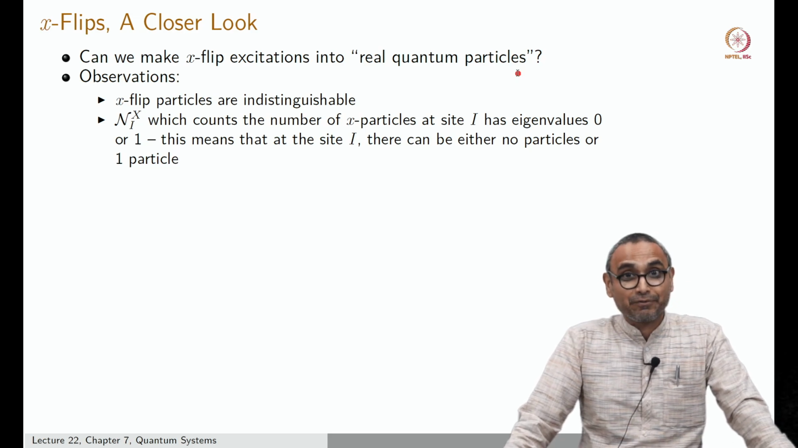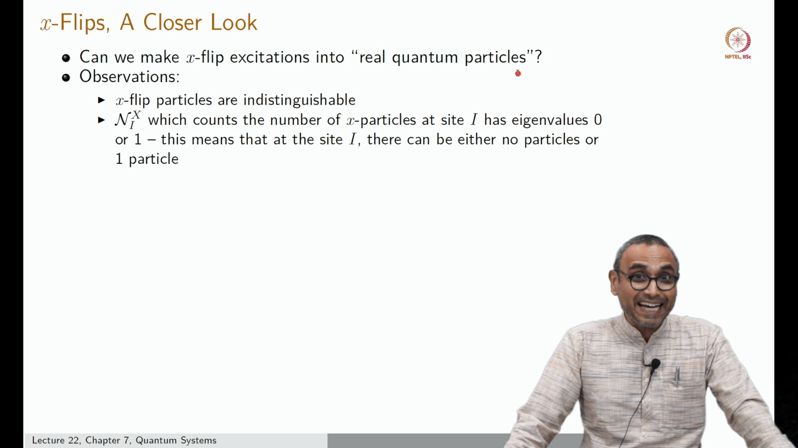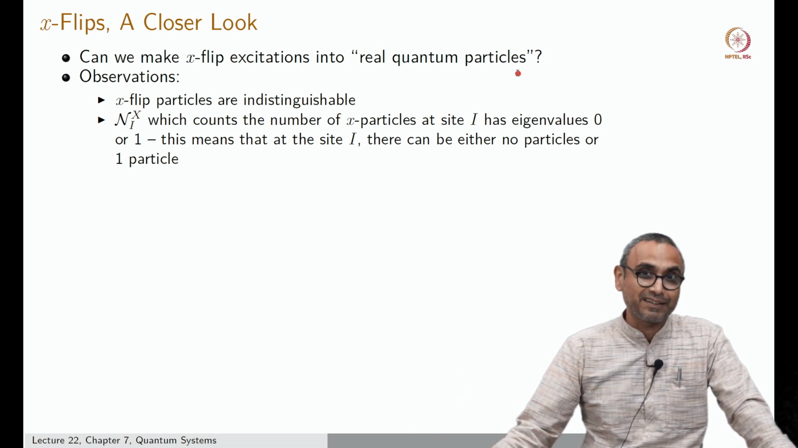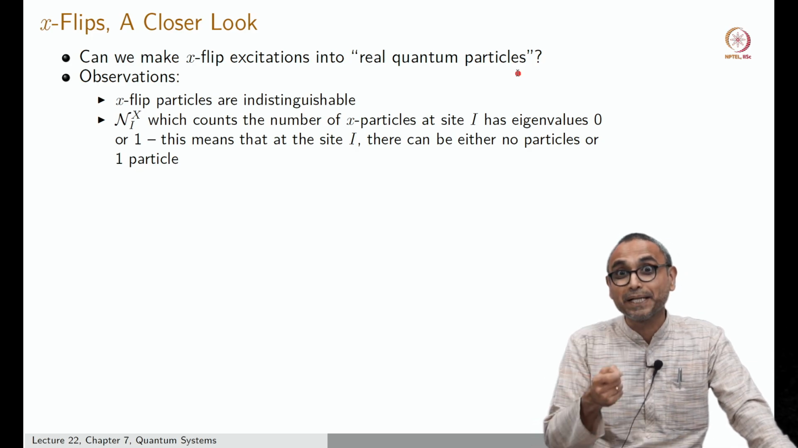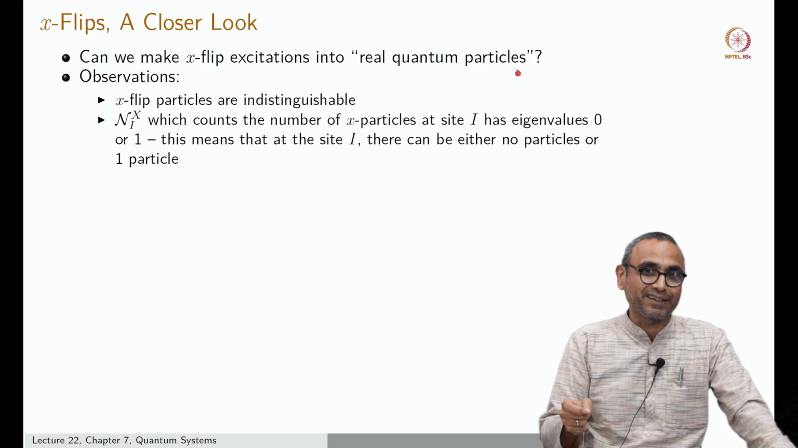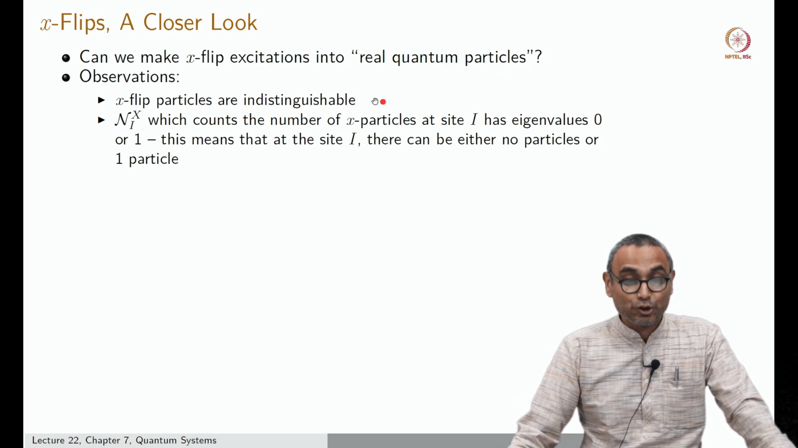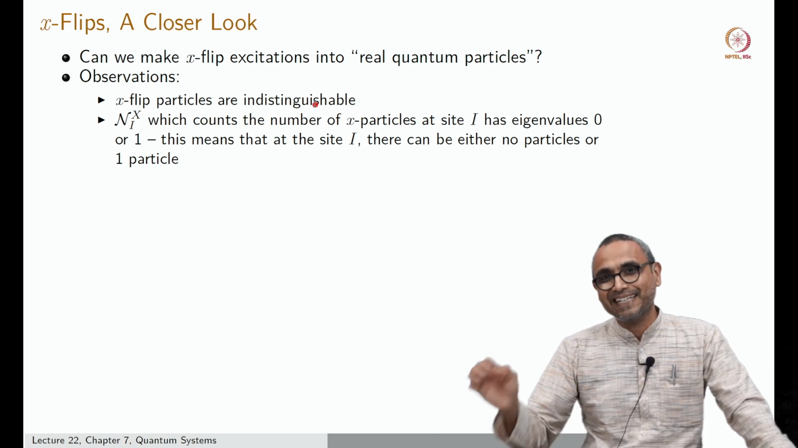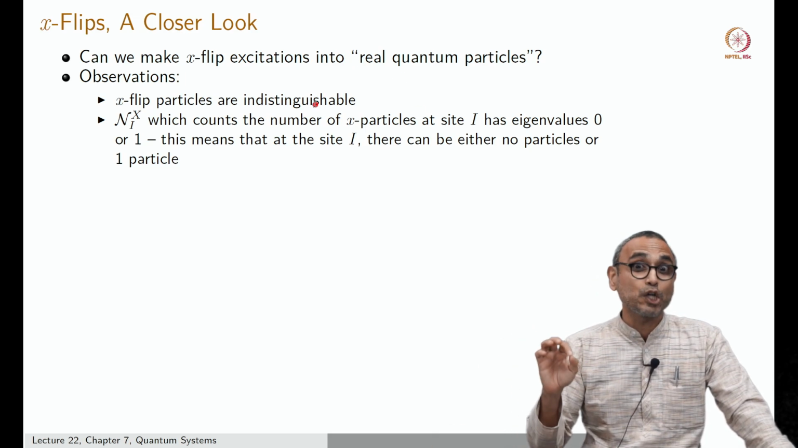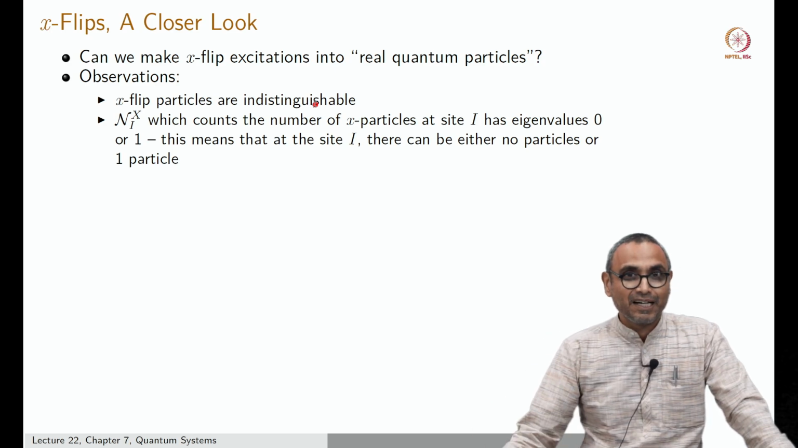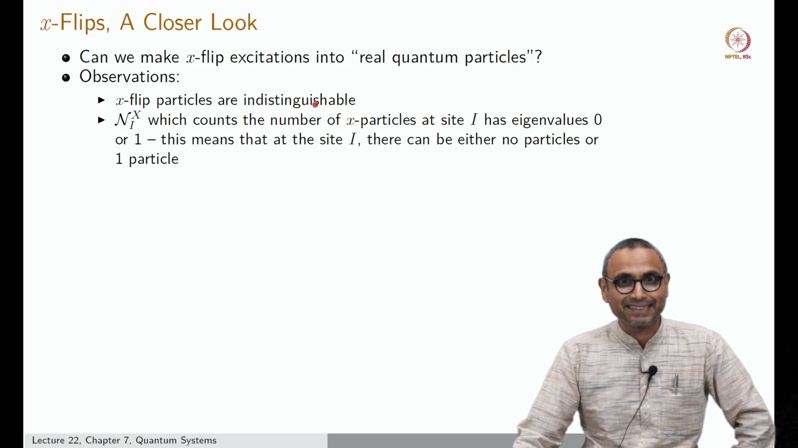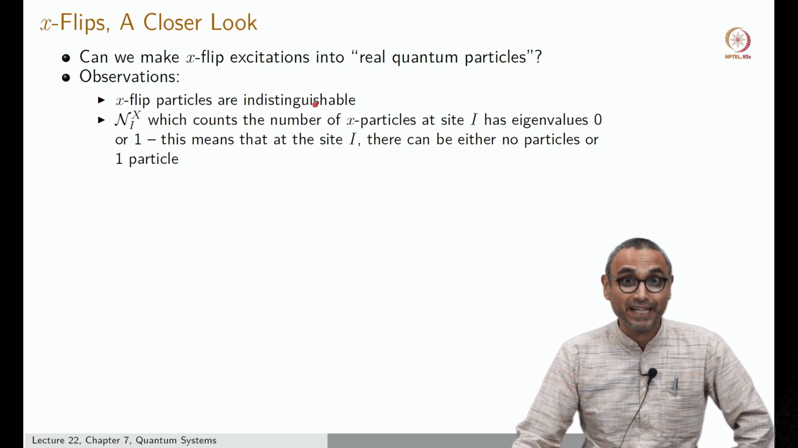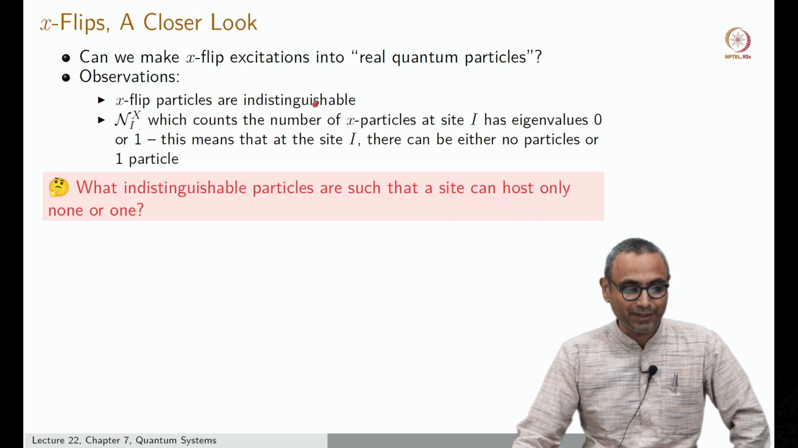The most important thing that we found in the last transparency is that nx, the number of particles, can be only 0 or 1. That means a site can hold only 1 particle or no particle. There is no question of 2 particles at a site. So, you have indistinguishable particles in which each site can be occupied by none or 1 particle. What kind of quantum particles can satisfy these properties? That is what we would like to explore. Indistinguishable quantum particles can satisfy these properties.